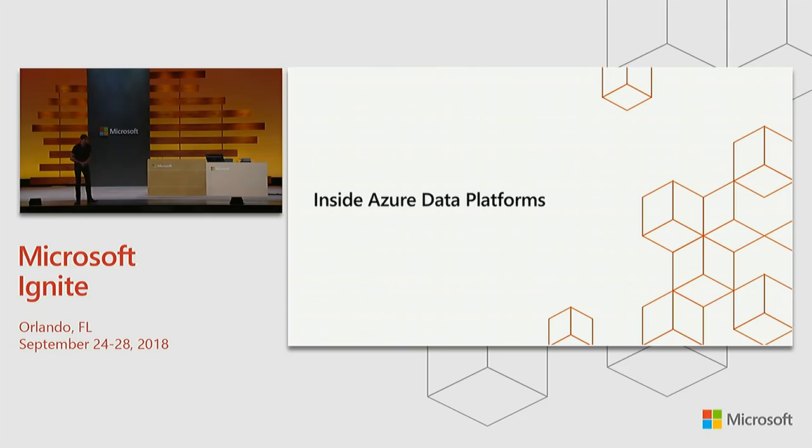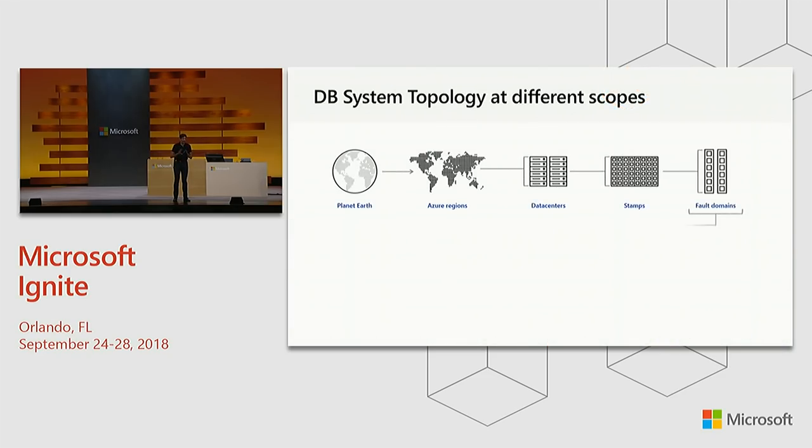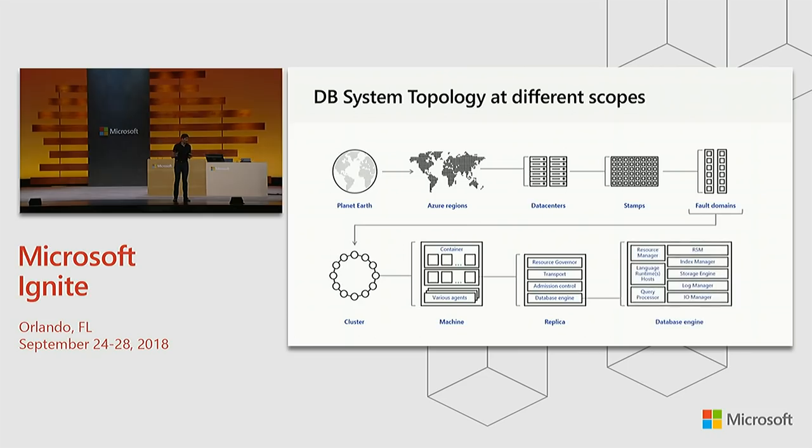Okay, so now I want to take you inside of our data platforms and talk a little bit about the database architectures that we've got. When you take a look all the way out, many of our data services, including Azure SQL Database, Azure SQL Data Warehouse, and Cosmos DB, have a similar type of high-level architecture, where you go from regions. Each region consists of multiple data centers, like I already talked about. There's the concept of stamps. They are deployment groups of a number of servers, typically on the order of thousands of servers.